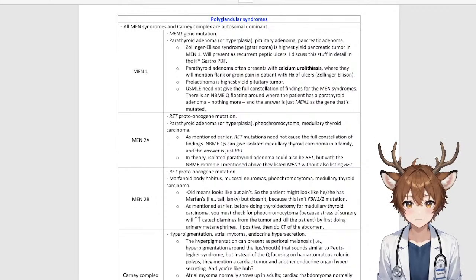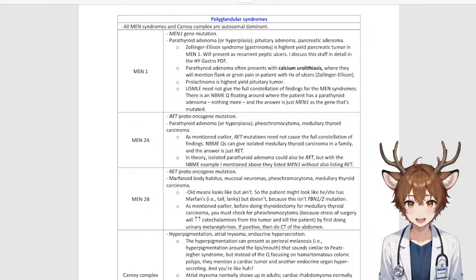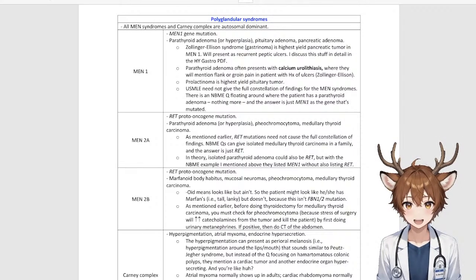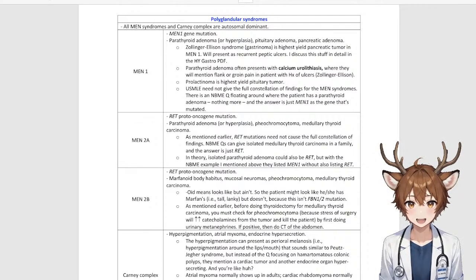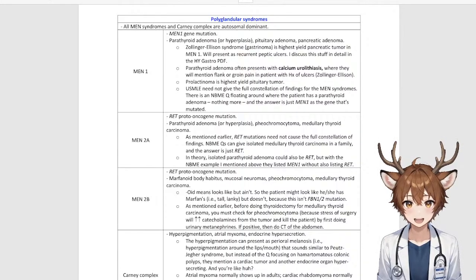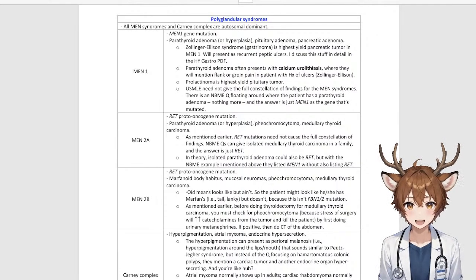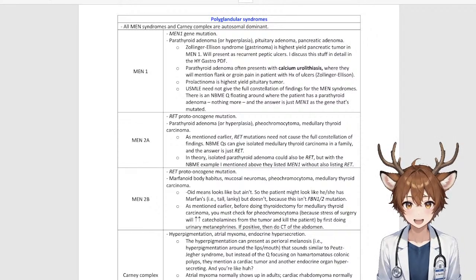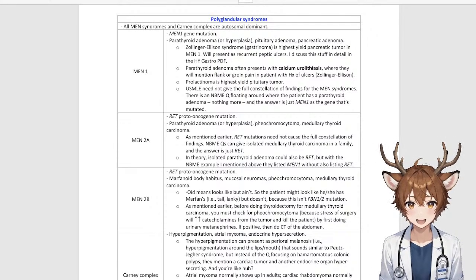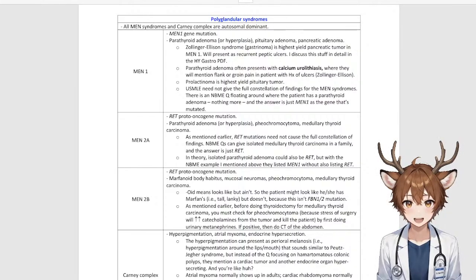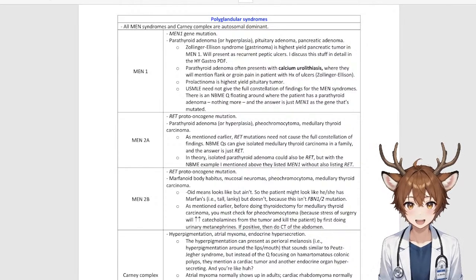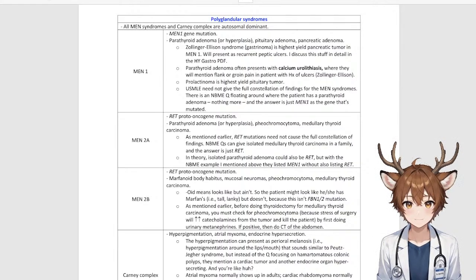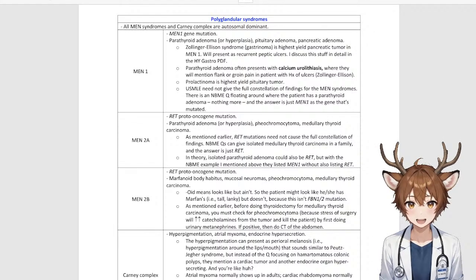Polyglandular syndromes. All MEN syndromes, and Carney complex, are autosomal dominant. MEN1 gene mutation: parathyroid adenoma or hyperplasia, pituitary adenoma, pancreatic adenoma. Zollinger-Ellison syndrome, gastrinoma, is the highest yield pancreatic tumor in MEN1, and will present as recurrent peptic ulcers. I discuss this stuff in detail in the high yield gastro PDF. Parathyroid adenoma often presents with calcium urolithiasis, where they will mention flank pain or groin pain in patients with a history of ulcers. Zollinger-Ellison. Prolactinoma is the highest yield pituitary tumor.